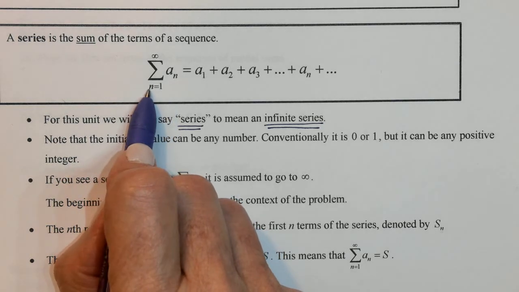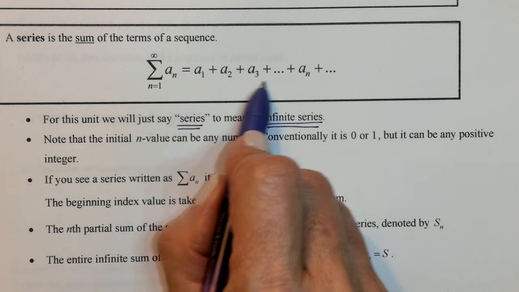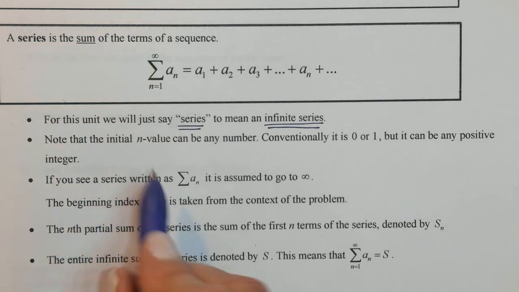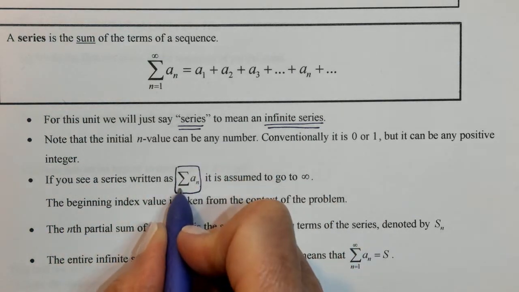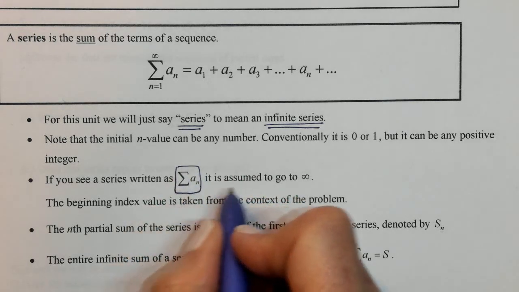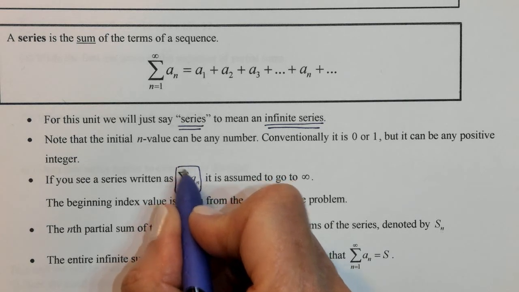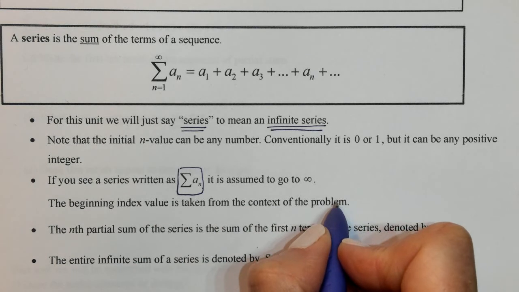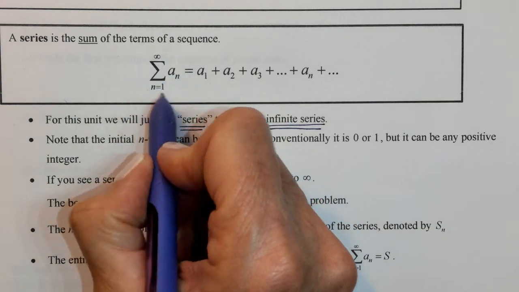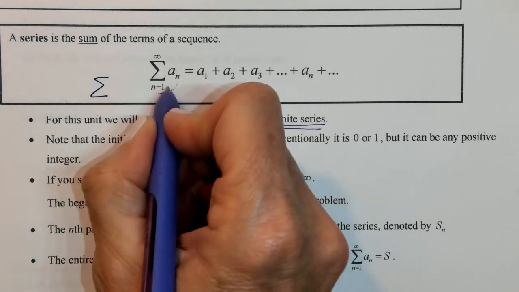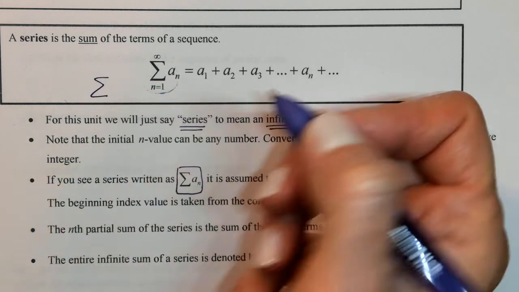N serves as a counter, and that's all it is. It just counts where you are in the series or sequence. If you see a series written without any n equals something to something, it is assumed to go to infinity. The initial n value can many times be taken from the context of the problem. So if you start with this in a problem, you can just write sigma, and it's implied to remain n equals 1 to infinity, unless you change it.